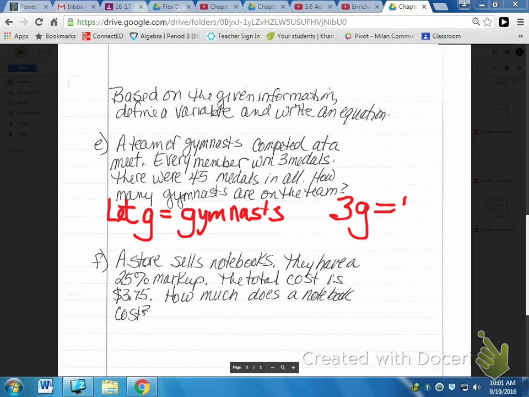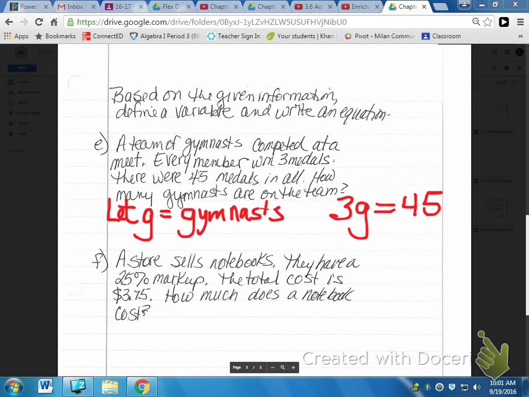3G equals 45 would be exactly right. So 3 times the number of gymnasts equals 45. You don't want to do the solution. A lot of people would have the idea, oh, I got to take 45 divided by 3, and they'd say G equals, well, yeah, that's how you solve it, but this is how the equation would actually look. 3 times the number of gymnasts is 45, so 3G equals 45. Very good.